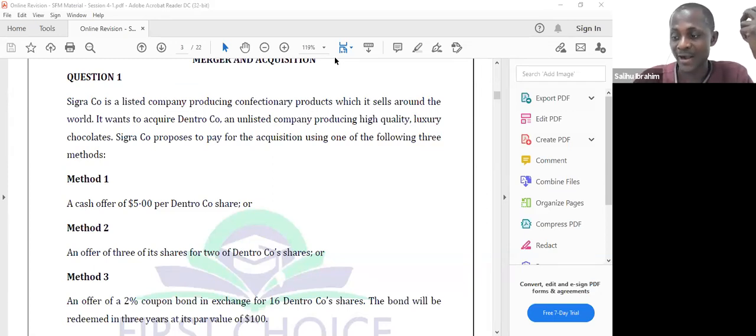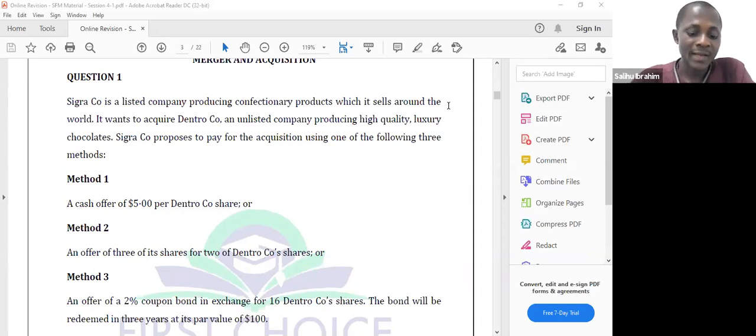Company A is acquiring company B so that company B will cease from being in existence while company A will continue with its name. That is acquisition. The merger is where the two companies come together and form an entirely new company, say company C. That is a merger. However, in financial management, we don't differentiate between merger and acquisition, especially when we are solving questions of merger and acquisition. So they are used interchangeably.